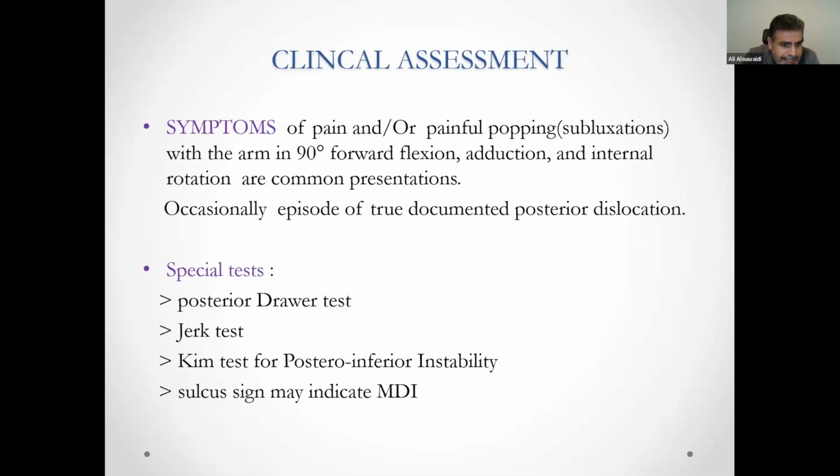Now, those are the tests that are often used to assess the shoulder, particularly when you are suspecting posterior instability. The posterior drawer test is something like the opposite of the anterior drawer test. The jerk test and Kim test are for posterior inferior instability. The sulcus sign is basically to look for global hyperlaxity of the shoulder, and is often part of the MDI.